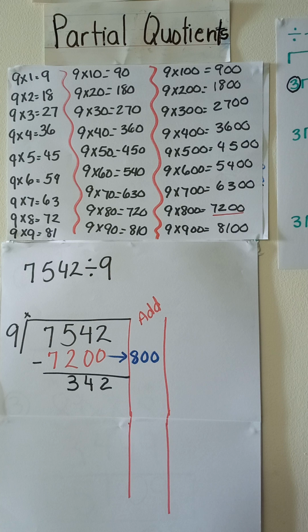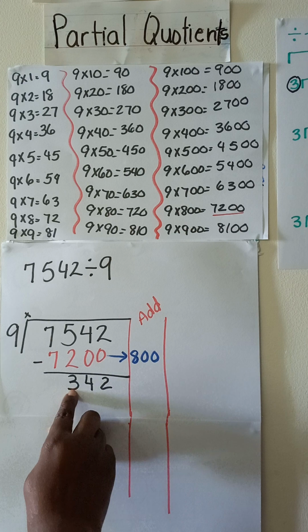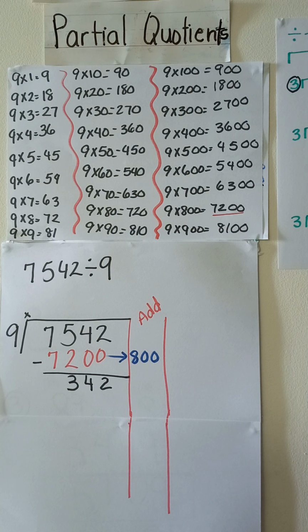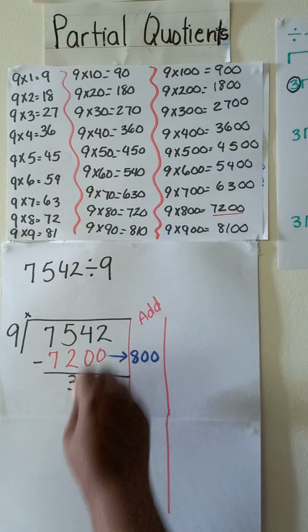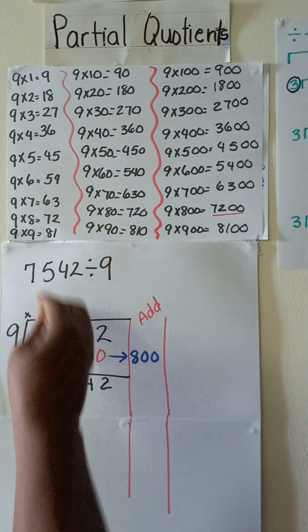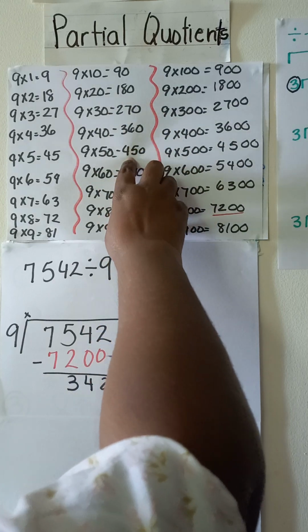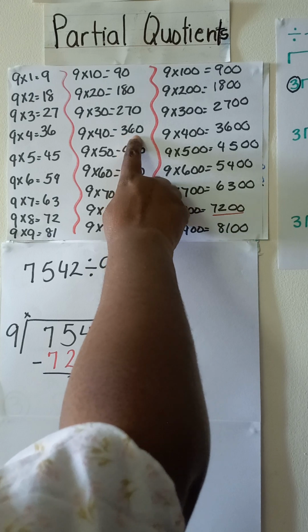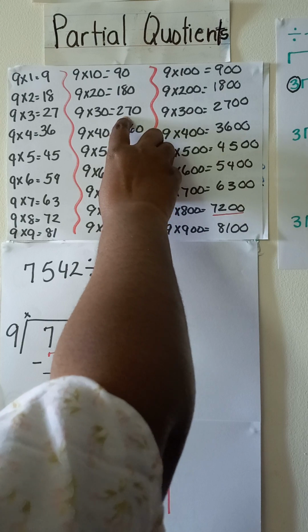So I'm going to ask myself, how many times can I get 9 out of 342? How many times can I do that? In order for me to find how many times I can do that, I'm going to go up to my multiplication chart. I'm going to look for 342 or a number that's close to 342 without being bigger than 342. 360 is too big. So I have to use 270.